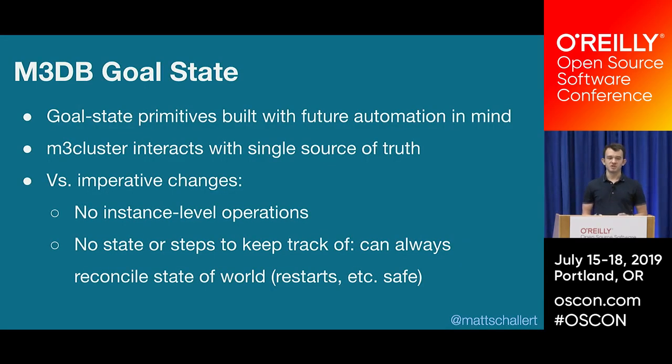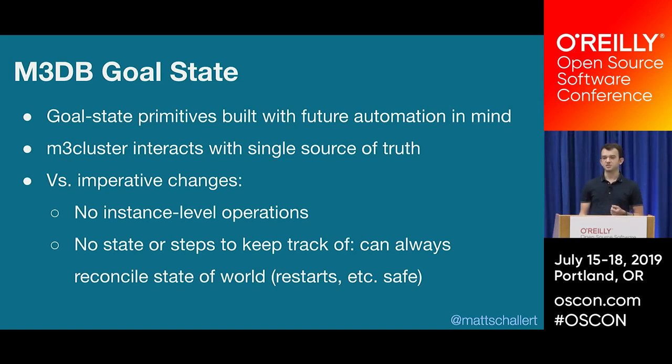When we first built M3DB, we felt that this approach would make things much easier to automate down the road. So for one, there's a single source of truth for the system, meaning that there is less risk of drift or split brain scenarios, and that all cluster changes were actually just affecting this single source of truth.